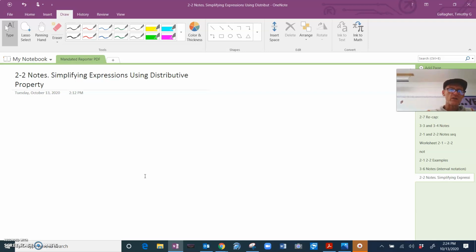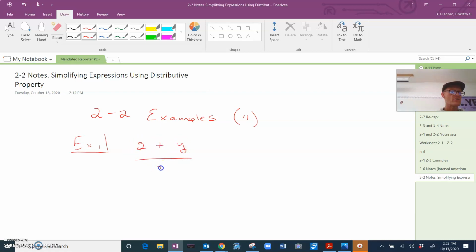This is just a quick rundown of 2-2 examples. This is solving equations, and we'll do 4 examples, short video. Example 1 is 2 plus y divided by 3 equals -1.